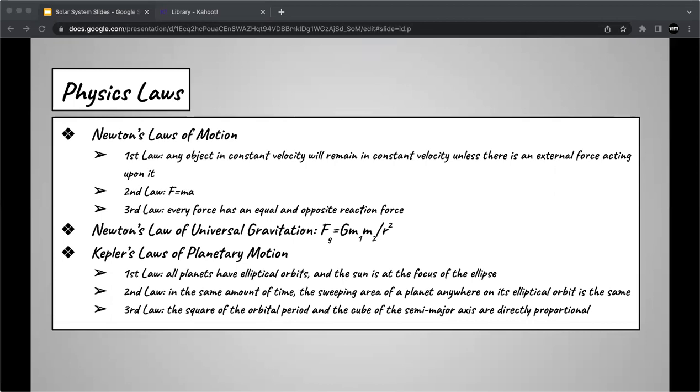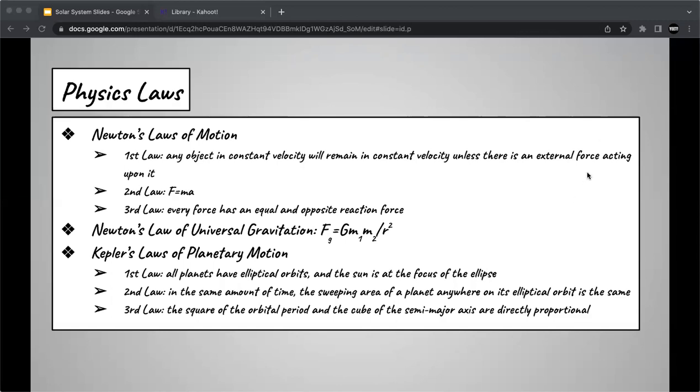Next, we have some physics laws, and this is the quantitative analysis that I was talking about. I won't go through this too much because you'll probably learn it sometime in school, but yeah.